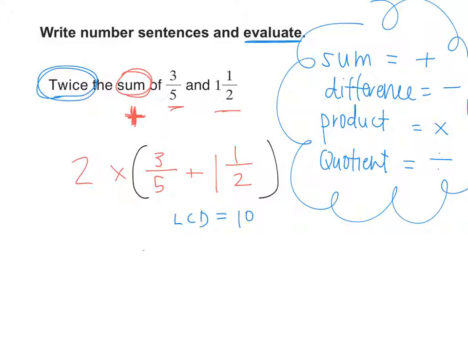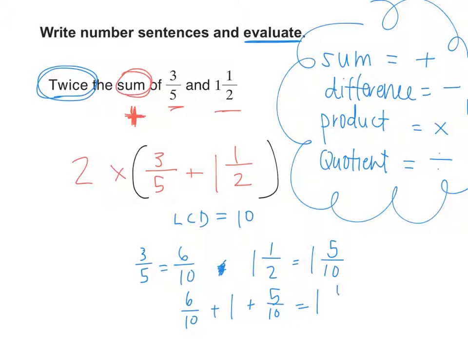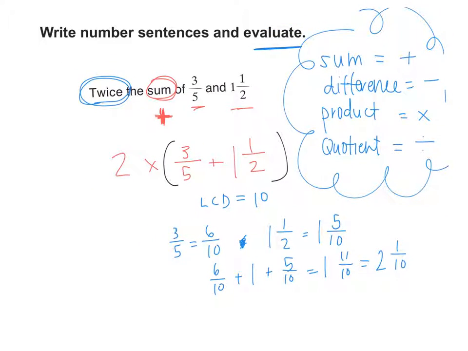10. Okay, so 3/5 is equal to how many tenths? 6/10. And then 1 1/2 is equal to how many tenths? 1 and? 5. Very good. So now I can add 6/10 plus 1 plus 5/10. So that equals 1 and 11/10, or 2 and 1/10. Now, I can rewrite this part as 2 times 1 1/10. Oh, sorry, 2 times 2 1/10, right?